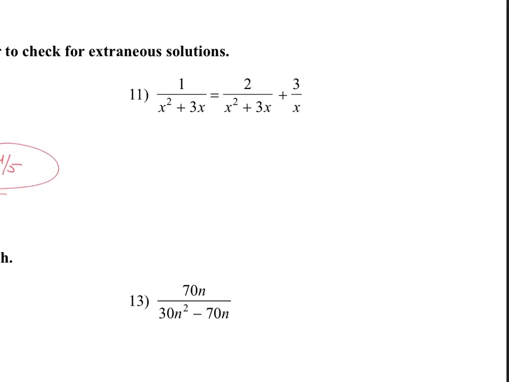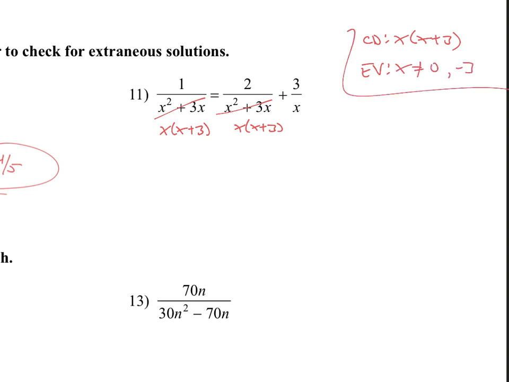All right, let's factor this. So I can take out an x, and that's an x plus 3. X plus 3. Once I factor it, cross it out. So that's going to be my common denominator. So that means my excluded values, x cannot equal 0 or negative 3. So this one's good, this one's good. This needs the x plus 3.